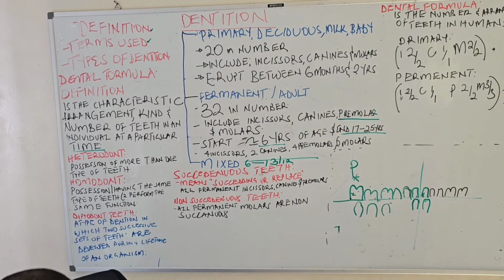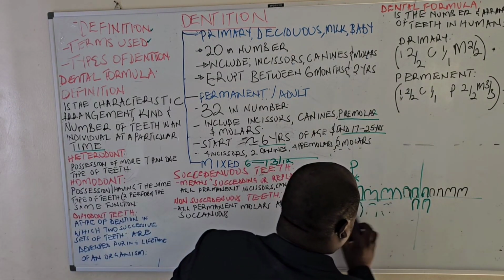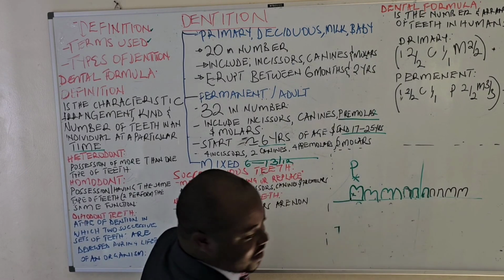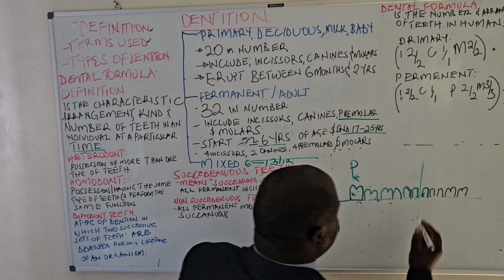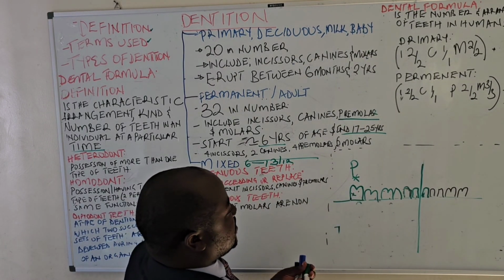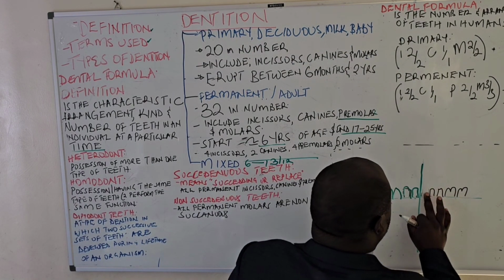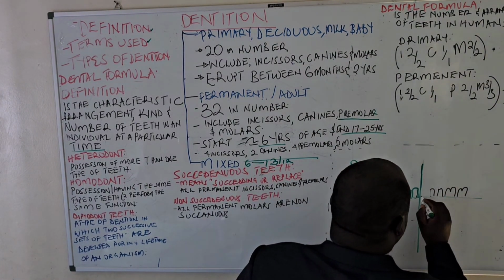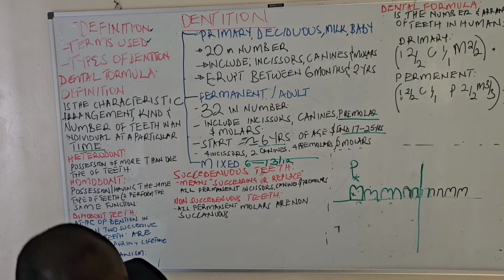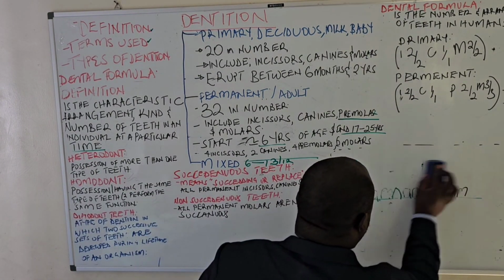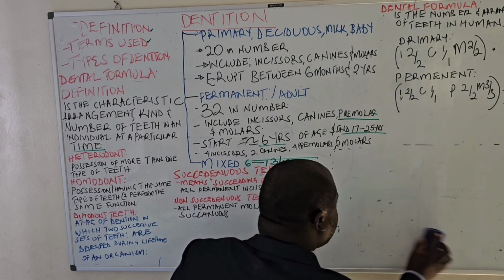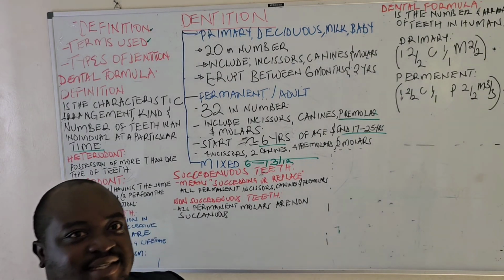I hope I'm clear. All the teeth that appear in the mouth as permanent, they are going to be replacers of the primary teeth. I repeat for clear understanding: succedaneous teeth, they are succeeding teeth.